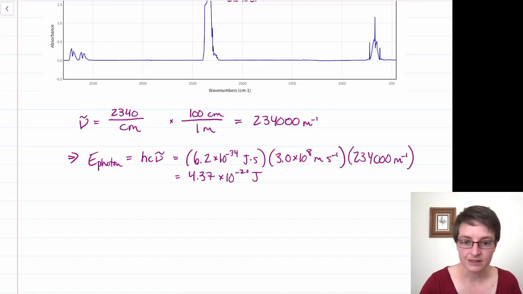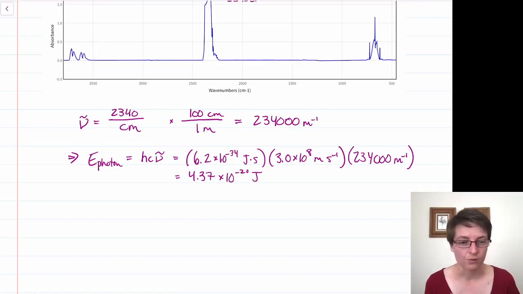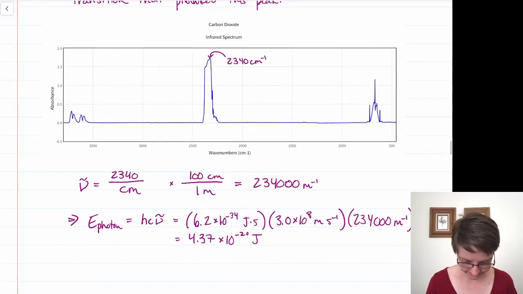And so that lines up pretty well with this rough order of magnitude that we gave for what we would expect the energy of a vibrational transition to look like.